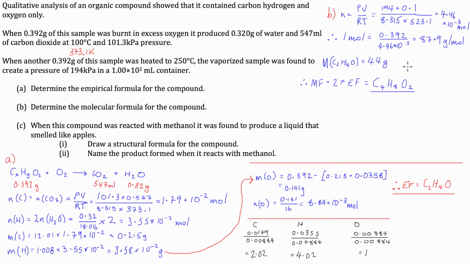Cool. Now, we go straight on to C. Sorry, I was just reading what we had to do for C to myself. So for C, it says the compound was reacted with methanol and was found to produce a liquid that smelled like apples. Okay. So if it reacts with an alcohol to produce a nice sweet smelling liquid, that sweet smelling liquid is going to be a ketone.